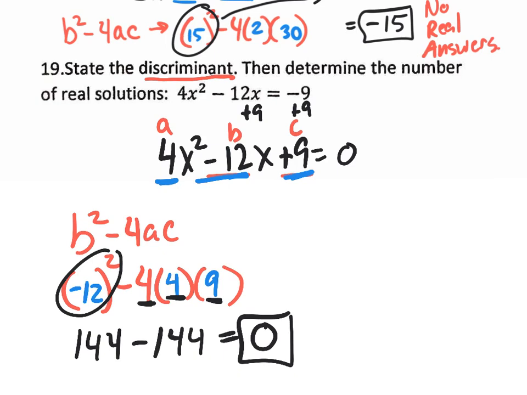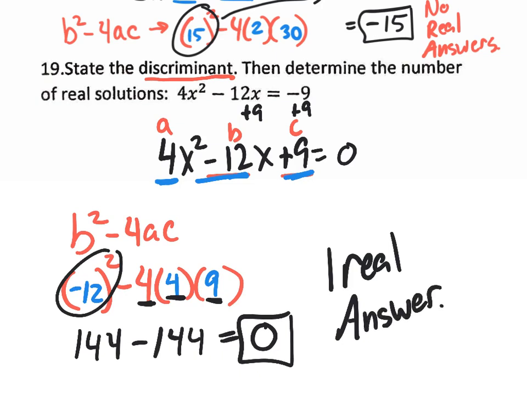How many real answers does this have? 1. Right? Because the discriminant is inside the root. If you were doing the entire quadratic formula, you would do the square root of 0, and you'd have the plus or minus right in front of it, and it doesn't matter if you add 0 or subtract 0. That's not going to produce 2 different answers. It only produces 1 answer. So 1 real answer. So 0 is the answer as the discriminant, and your equation really does have 1 real answer.